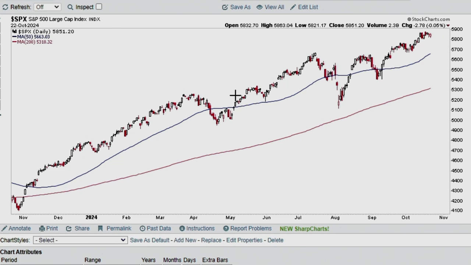So the second thing is that we want to see that break be confirmed by a weekly close below that break. So if you break on Monday, you don't do anything.